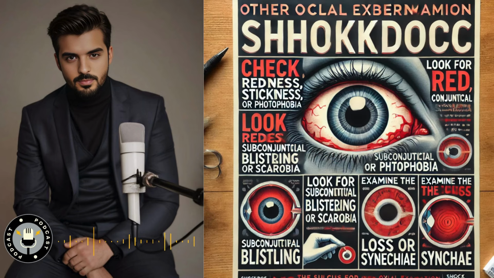Other ocular observations. Is the eye red, sticky, or is the patient photophobic? Check for subconjunctival blistering or scarring. Gently pull down the lower lid to see if the sulcus, the space between the bulbar and lid conjunctiva, is retained. A loss of this sulcus or the presence of symblepharon adhesions is significant. You can ask the patient to look laterally and then medially to reveal any hidden adhesions.